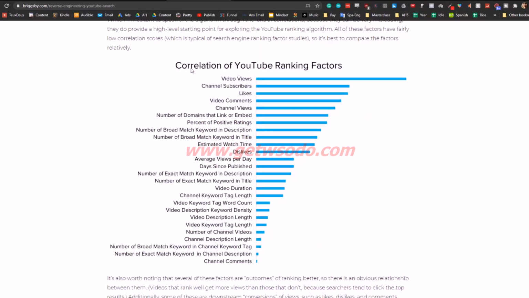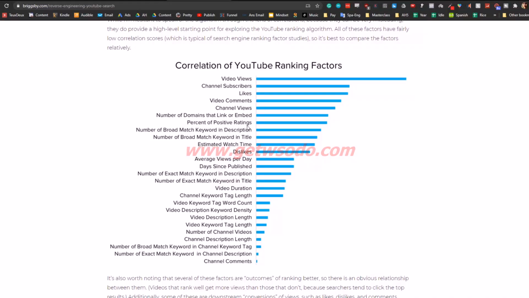So here are the ranking factors that they found with a top level view. Video views is the number one ranking factor, then channel subscribers, basically your authority in this niche, and we've talked about this the other time in this series as well. Then we have likes, video comments, channel views, so how big your channel is, and the number of domains that link to or embed your video. This is something that we haven't talked about in this course, and that's literally other domains that are linking to your content or embedding your content.